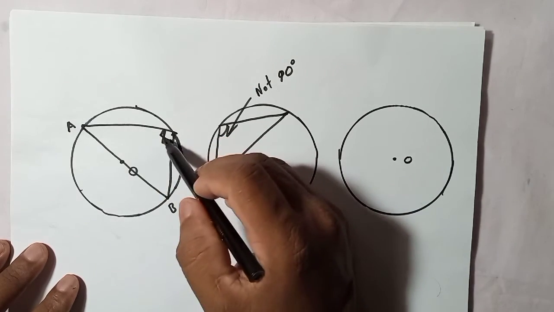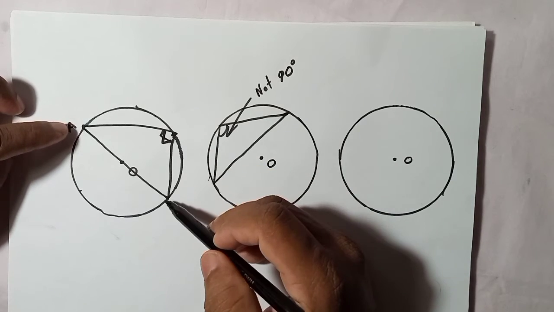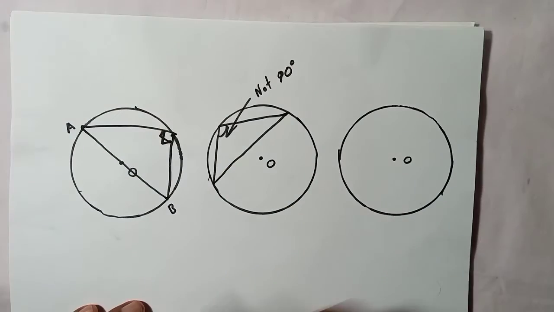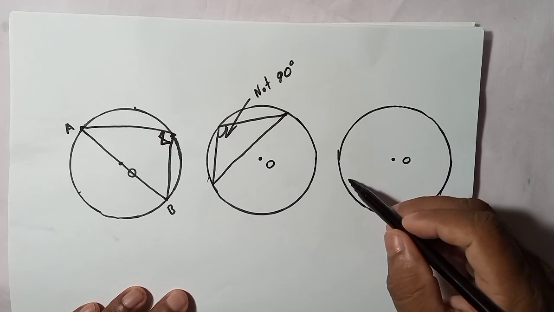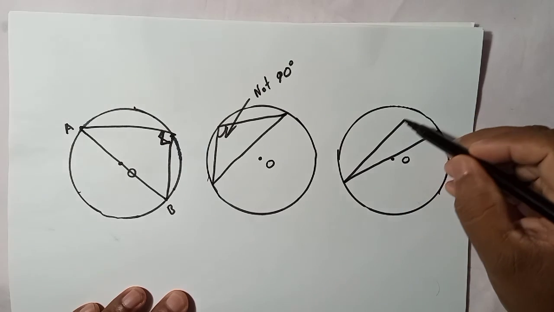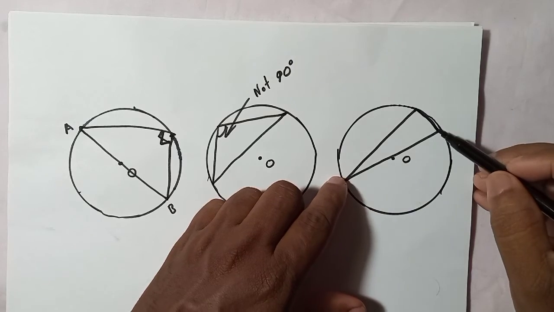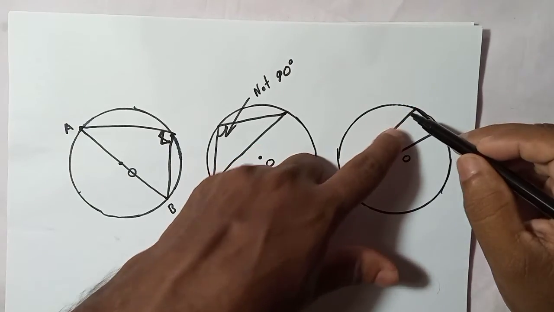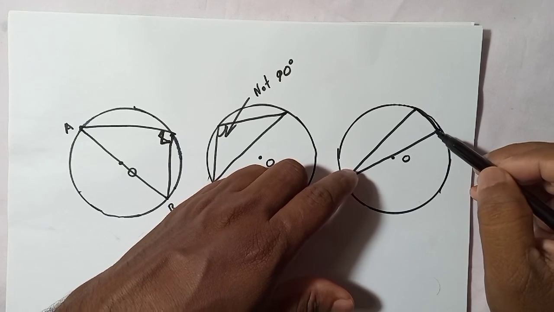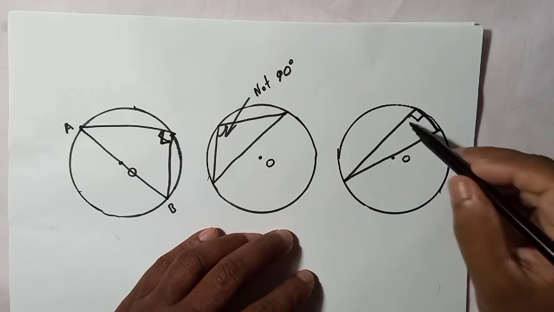Now here this is 90 because it is subtended from the ends of the diameter. This is the diameter, from the diameter it goes like that, and it can be even like this, so it doesn't matter. This diameter can be even here, it doesn't matter, because from the end of the diameter it's subtended at the circumference. So that's why this is a 90 degree right angle.